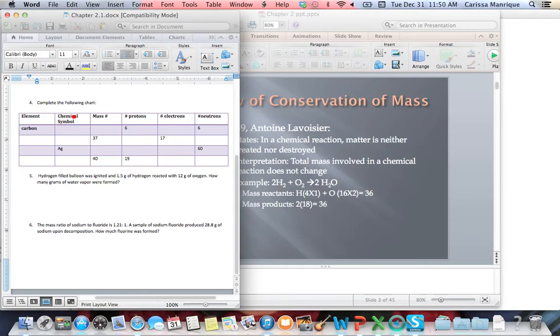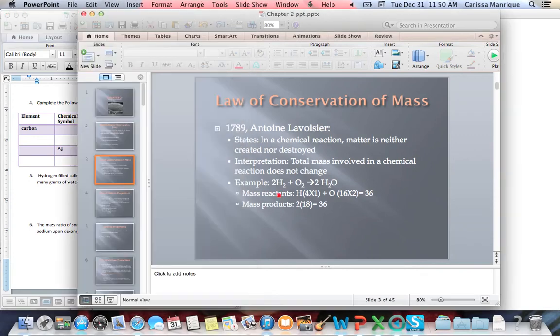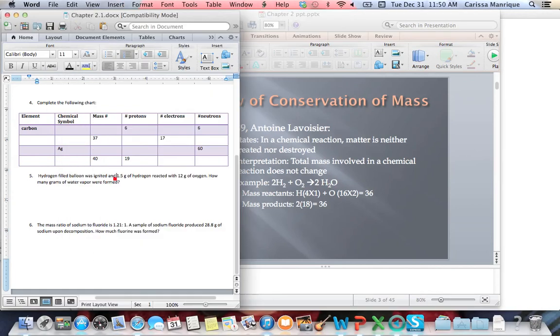Right here. It says hydrogen filled a balloon, it was ignited, and 1.5 grams of hydrogen reacted with 12 grams of oxygen. How many grams of water were formed? So here's the same example here. We have our hydrogen weighed 1.5 grams, and it reacted with 12 grams of oxygen. So how much water was formed?